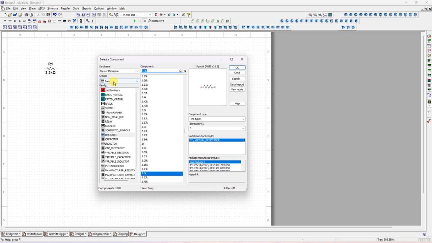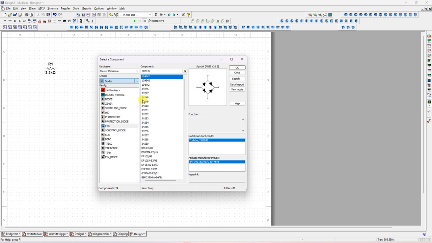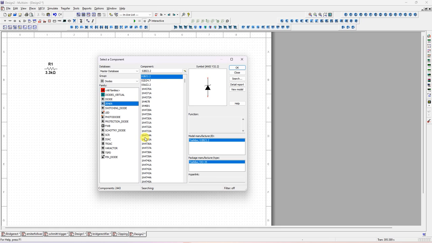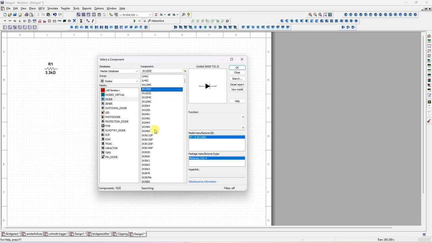It is there in the basic, diode is there. In the diode, 1N4007 you can select. Any diodes, you can use, all the different diodes are available. You can select any diode. I am selecting 1N4007.